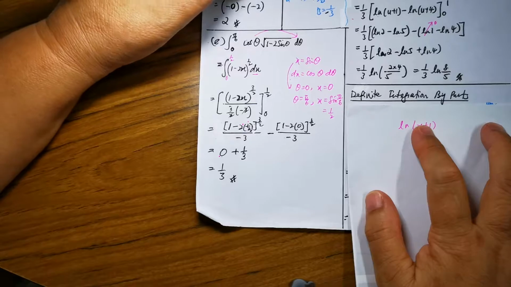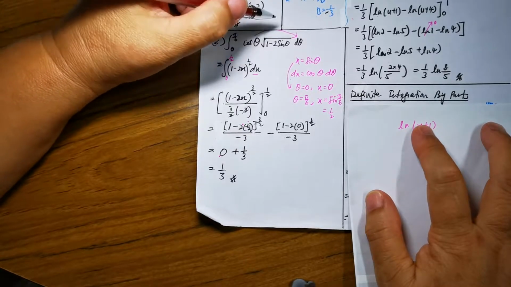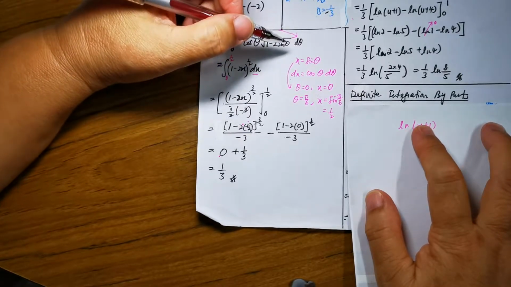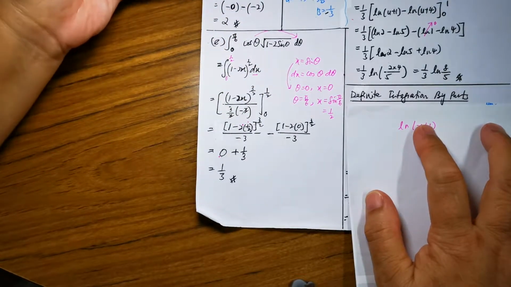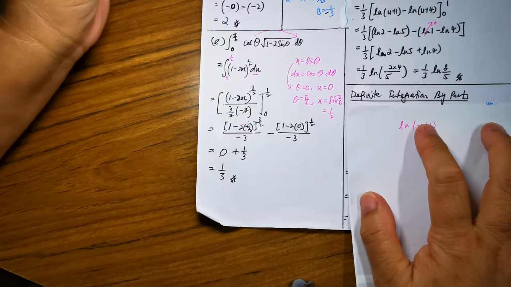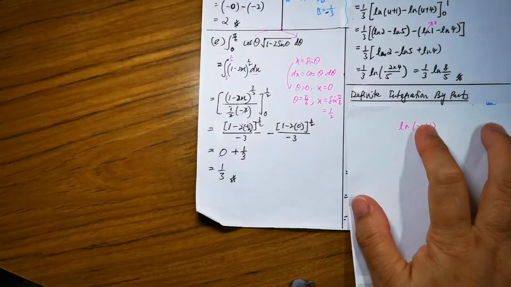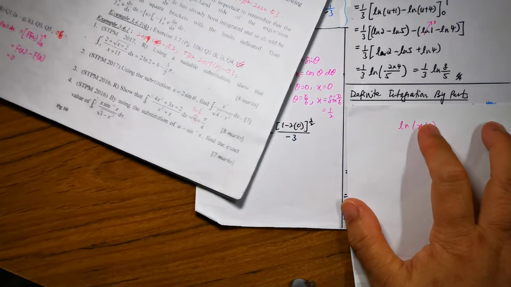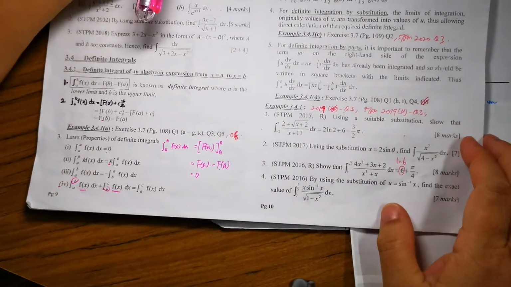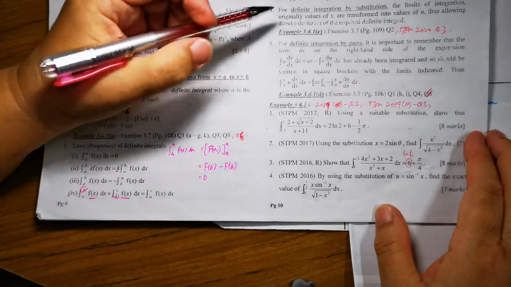Integrate uv prime equals uv minus integrate vu prime. Okay, same step. So again, just that now we add in the limits. Alright, so when you look at the notes, we refer back to your notes. Okay, see number 5.